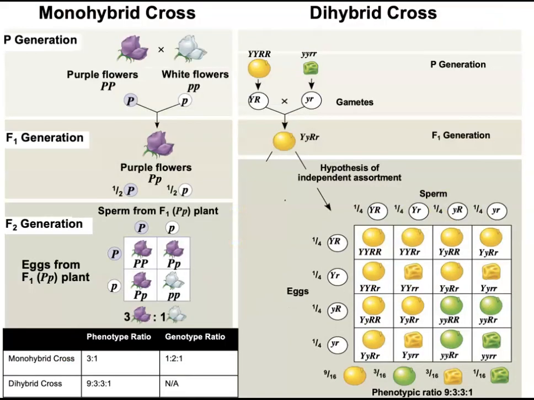Take a moment to review monohybrid crosses and dihybrid crosses. Make sure you understand what is meant by P, F1 and F2 generations, homozygous and heterozygous, dominant and recessive, how to create gametes, the important ratios in genotype and phenotype, and the law of independent assortment.